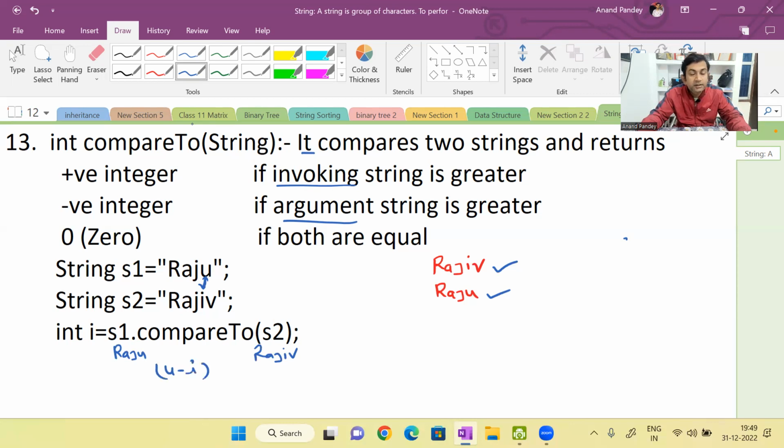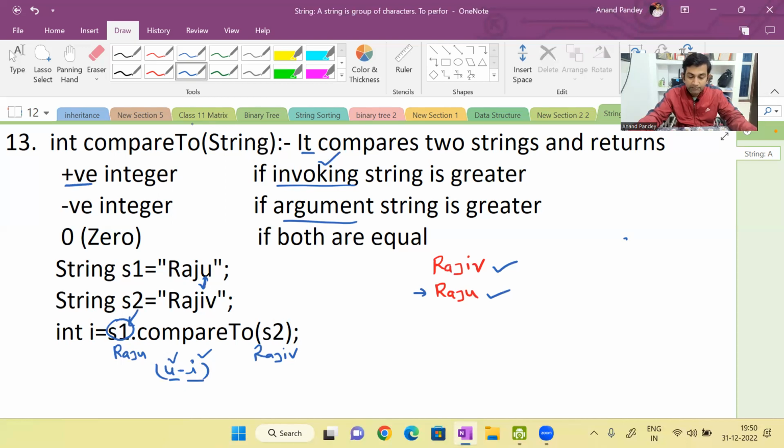It will return the difference of the ASCII values of U and I. Whatever the ASCII value of U and of I, it will return a positive integer because the ASCII value of U is greater than the ASCII value of I. And positive integer means what? The invoking string is greater, meaning this string is greater. The invoking string is the string by which we call the function. So here Raju is greater, in the sense of alphabetical order.